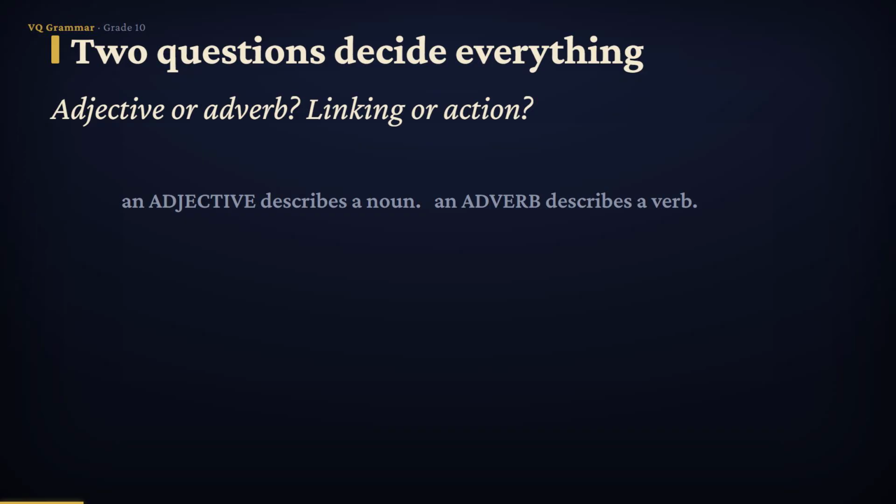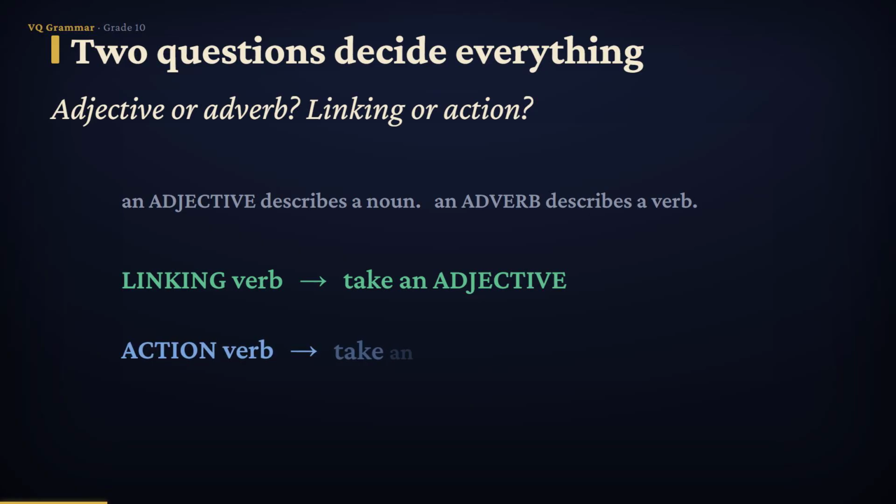A linking verb, be, seem, feel, taste, smell, look, sound, does not act. It simply links the subject to a word that describes the subject. So a linking verb takes an adjective. An action verb, on the other hand, does something, and to describe how it is done, you need an adverb. Those two rules are honestly the whole lesson.